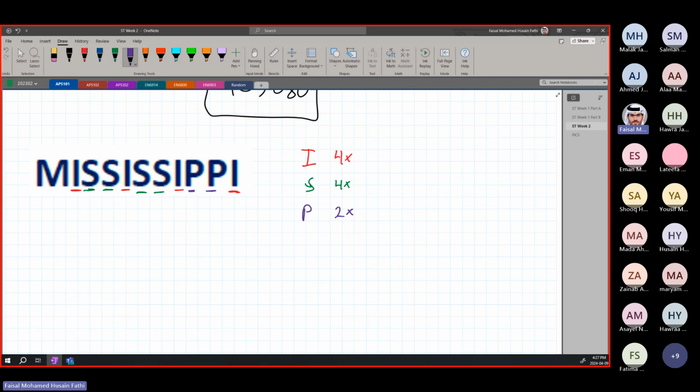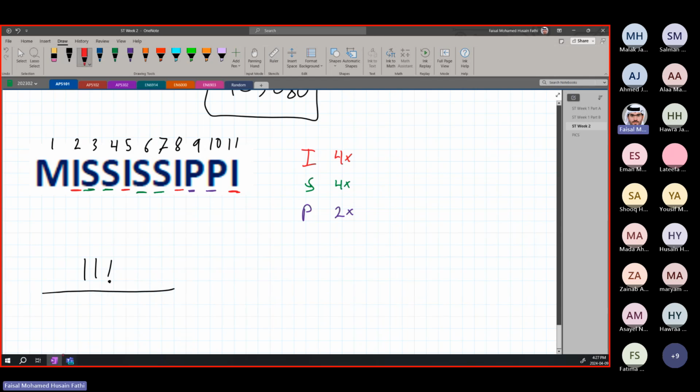Now, same exact concept we're going to apply. How many boxes do we have? How many letters? We have 1, 2, 3, 4, 5, 6, 7, 8, 9, 10, 11 letters in total. So we have 11 boxes, meaning we have 11 factorial at the top. At the bottom, we're going to have 4 factorial for the I's, then 4 factorial for the S, then 2 factorial for the P.